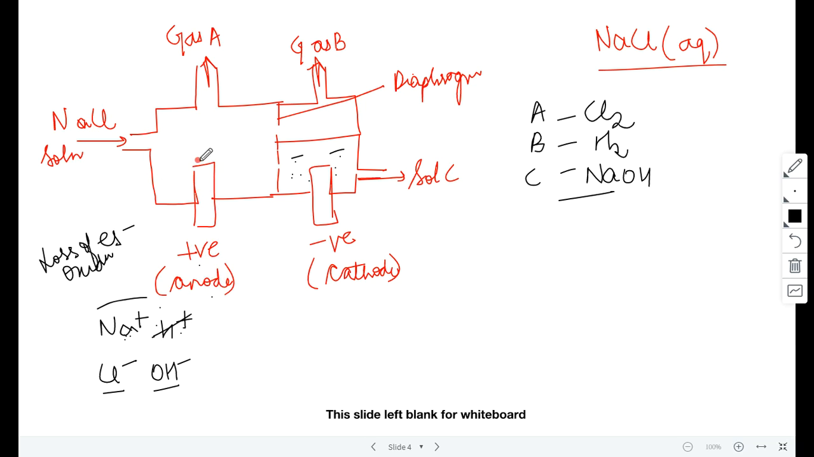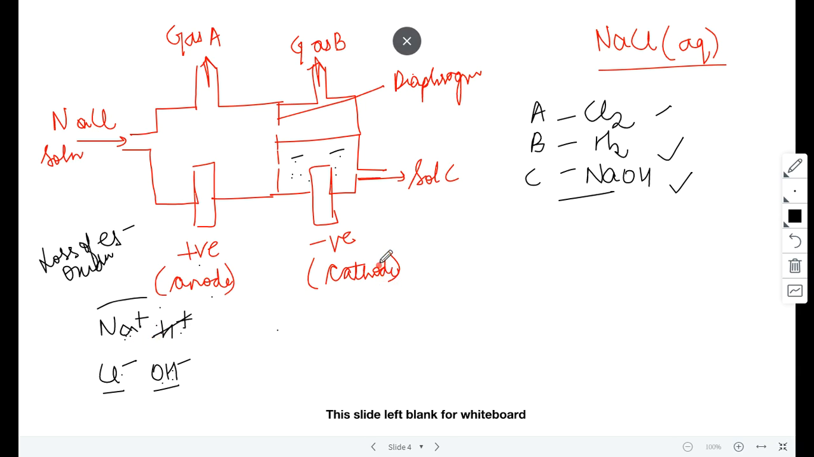So in the anode, if these two are present, who will be discharged? The halogens, or the halide ions, will be discharged. So now if you see, Na and OH are left, and here you got an answer. Is this okay to you? Clear? You just have to see small things. I think this is the best way: write the positive ions at one side and negative ions at one side, so that you can at least compare them.